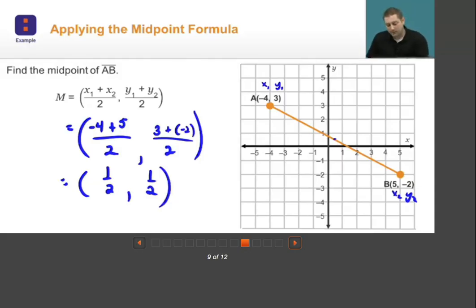Well, if I graph that point, notice that point M here, 1/2, 1/2, is exactly in between points A and B. Now go ahead and use the midpoint formula to try to find the midpoint in this next example.